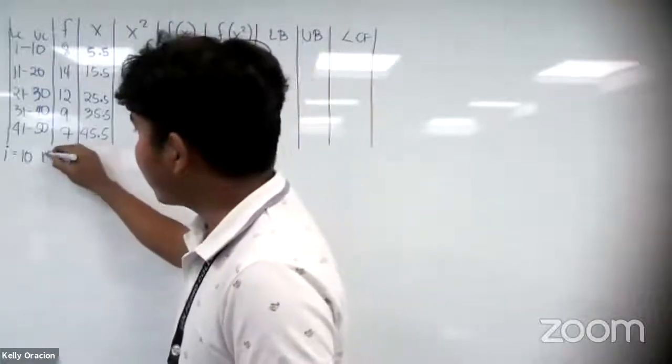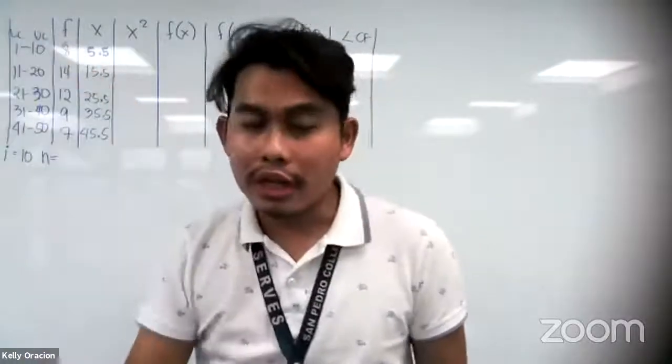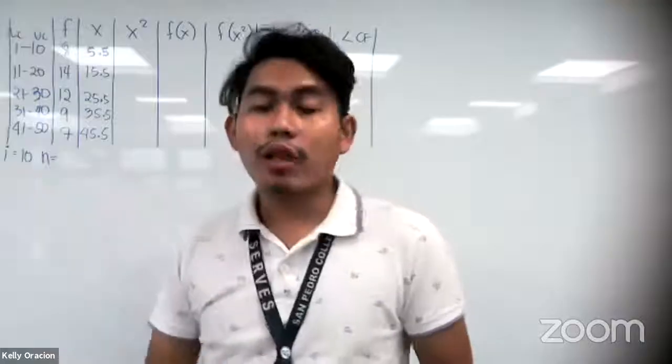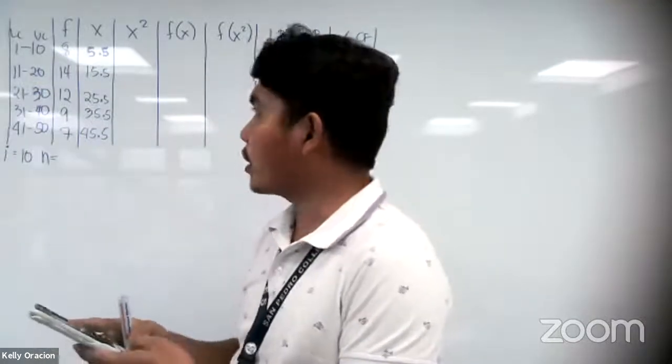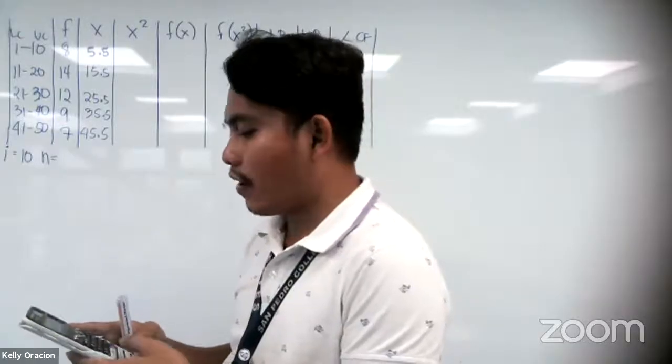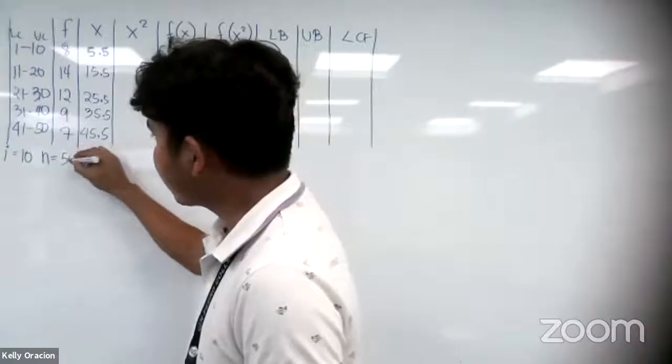How about our n? What is the n? N is the total number of frequency. F is your frequency. So how do we get n? The total number of frequency, add them all. That's 8 plus 14 plus 12 plus 9 plus 7. And that is 50. Your n is 50.